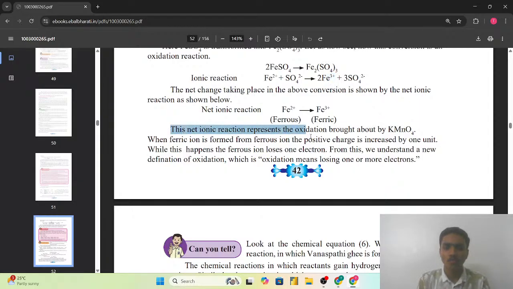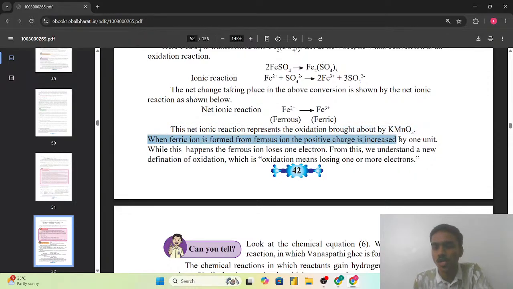So this net ionic reaction represents the oxidation brought about by KMnO4. यहाँ पर ऐसा क्या ऑक्सीडेशन हुआ है तो that we have to see when ferric ion is formed from the ferrous ion, the positive charge is increased by 1 unit. While this happens, the ferrous ion loses 1 electron.